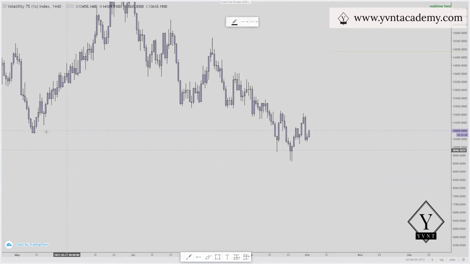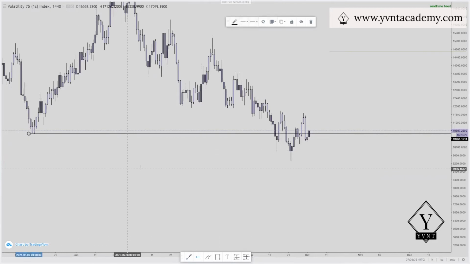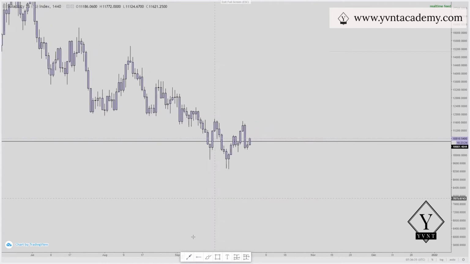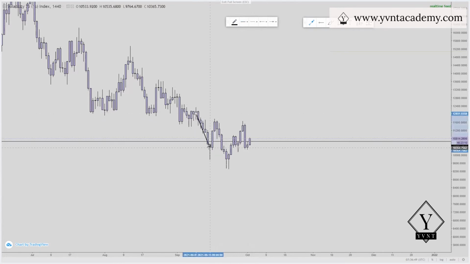So I will put my support around here. And as you guys can see, let me just move this up here. Since September, we've been around this support, right? And we currently form an inverted head and shoulder, which is a sign of reversal, right? We're also looking at this area, which was support and now became resistance, right?